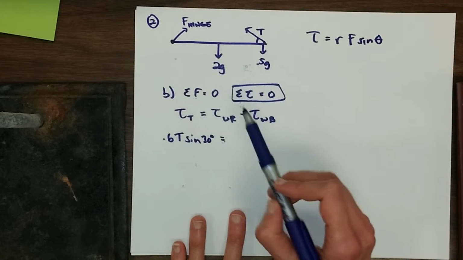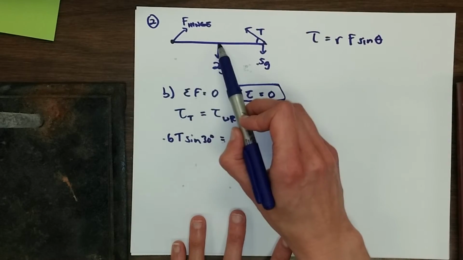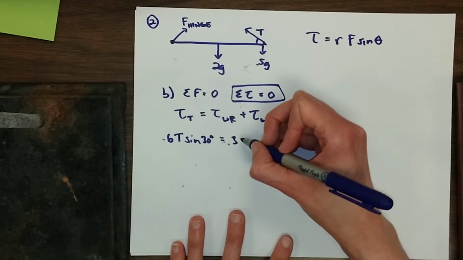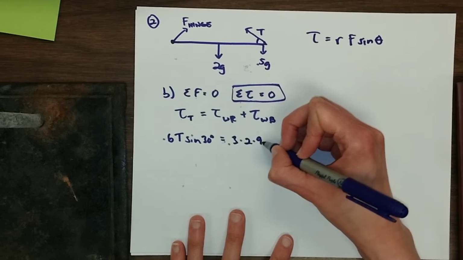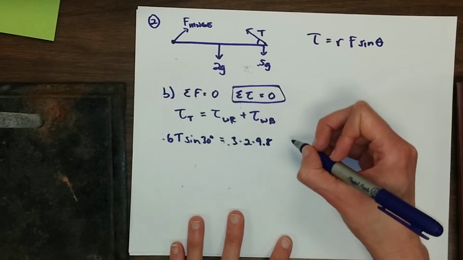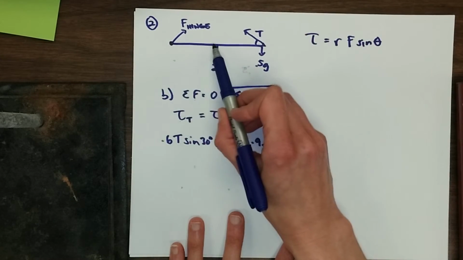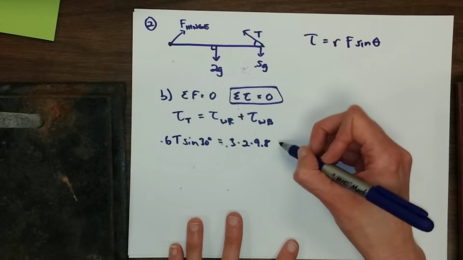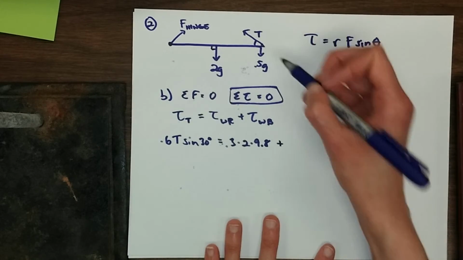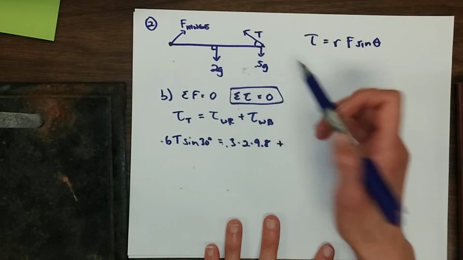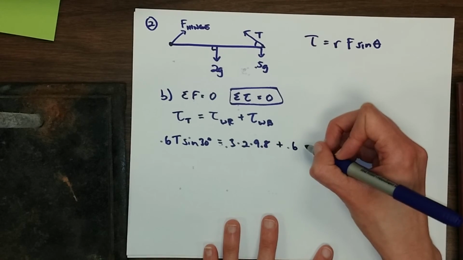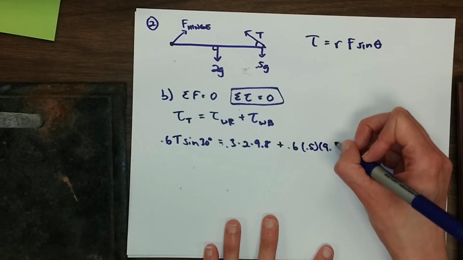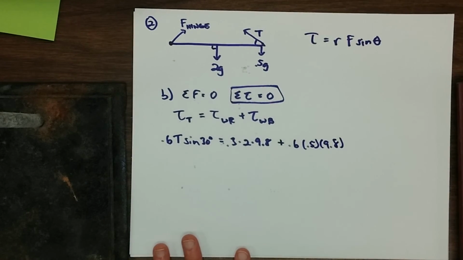So for the weight of the rod, the distance from the pivot point to where that force is happening is half the length of the rod, so 0.3. The force is 2 times 9.8, mass times g. And then your r vector and your force vector are just perpendicular, so we don't need to do sine of 90 because it's just 1. And then we have the torque from the weight of the block. So its R would be 0.6, the full length of the rod, times the mass of the block, which is 0.5 times 9.8. And then we just solve that and we can find the tension.